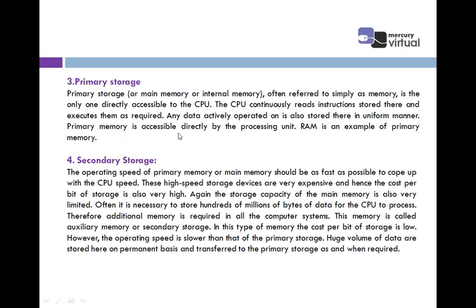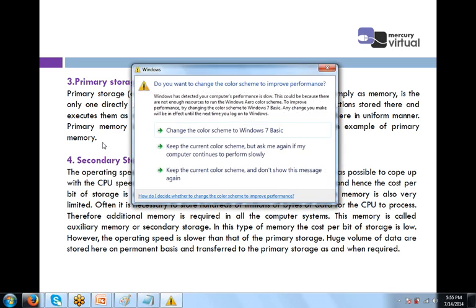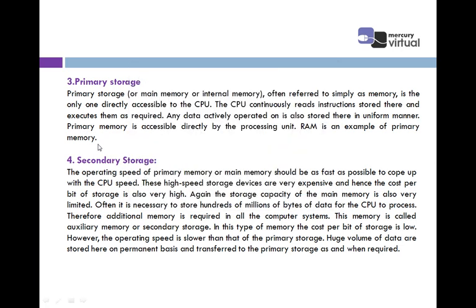Primary memory is accessible directly by the processing unit. It is the internal memory. As the name advises, main memory or internal memory is directly attached to the CPU. There is no provision where the CPU is attached to primary memory and then another memory is also attached to the processing unit. Primary memory is the internal memory that is directly related to the processing unit. So RAM is an example of primary memory.